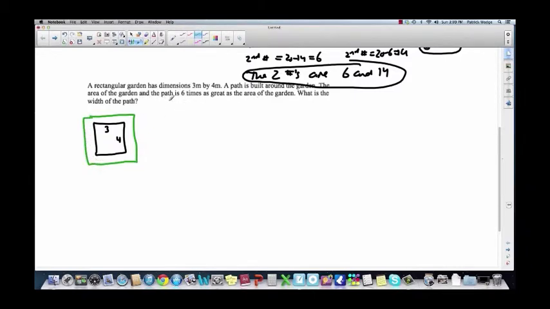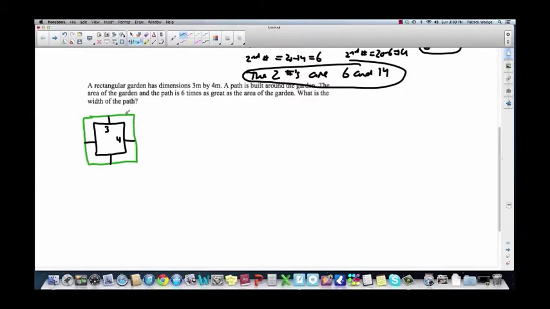The area of the garden and the path is 6 times as great as the area of the garden. What's the width of the path? Okay, so a few things. One, we're going to assume that the width is the same all the way around. So whatever this distance is here is the same as this distance here, it's the same as this distance here, it's the same as this distance here. And that's actually what we want to find. We want to find what's the width.